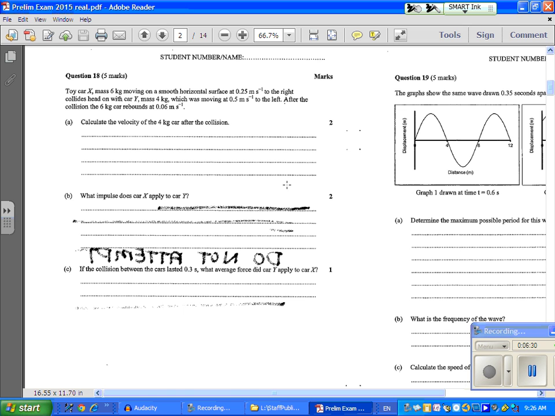Now, the first thing you're always going to do in a question like this, of course, is you're going to draw a couple of diagrams, aren't you guys? Because that's going to help you understand. Now, the diagrams can be anywhere on the page, it doesn't matter.